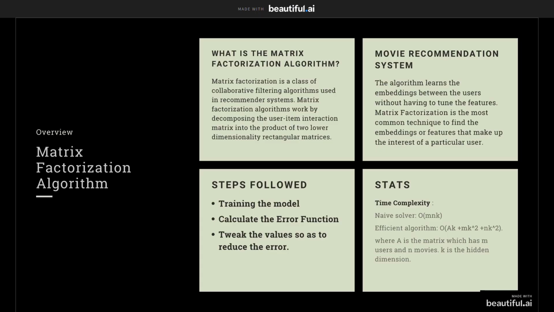Hello everyone, I'm Chaitra Bhatt and I'm going to explain the matrix factorization algorithm. It's a class of collaborative filtering algorithm used in recommendation systems. As the name suggests, it works by decomposing the matrix into the product of two lower dimensionality rectangular matrices.